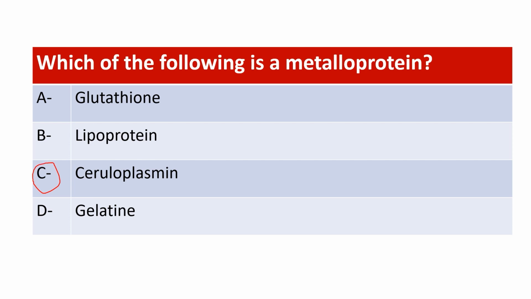We talked about ceruloplasmin in the bioelements topic. Ceruloplasmin is a protein that binds and transports copper ions and has a particularly important role in the transport and metabolism of copper in the body.